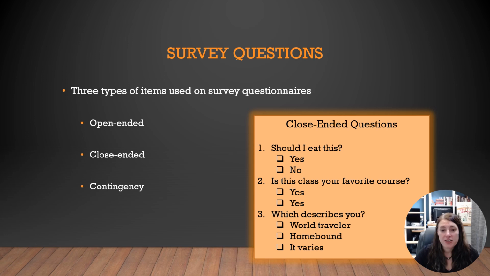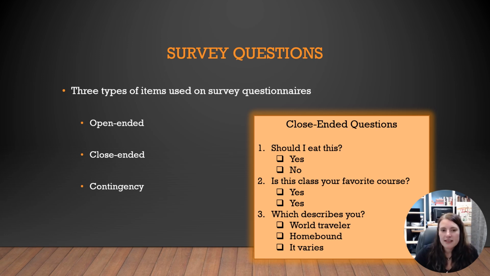Closed-ended survey questions are questions in which the respondent is either provided with pre-written answers or whose answer is suggested by the question wording. Consider the first question, should I eat this? Even if you don't have the yes-no options provided on the survey, the wording of the question clearly suggests that the answer will either be yes, you should eat this, or no, you shouldn't eat this.